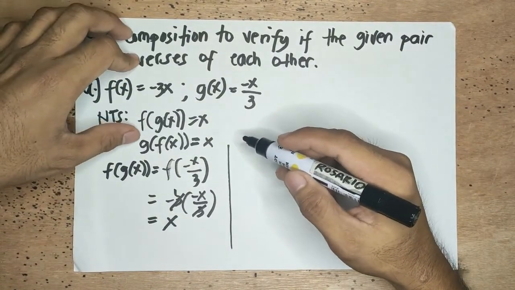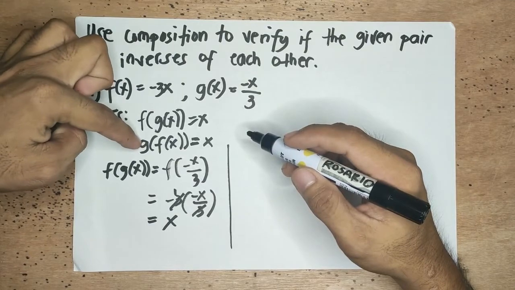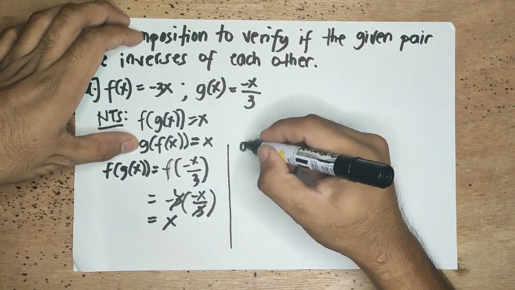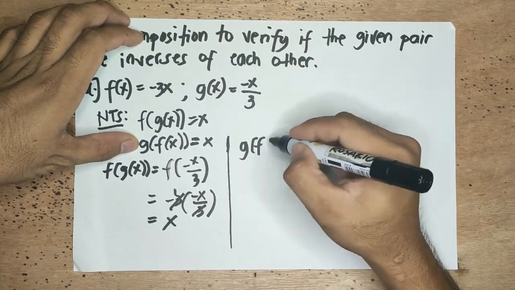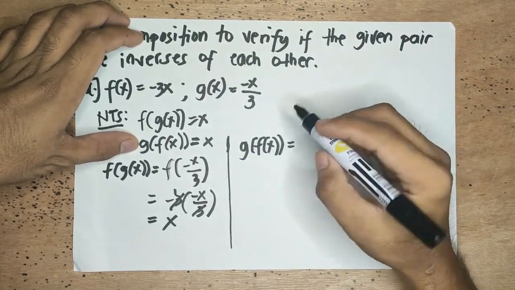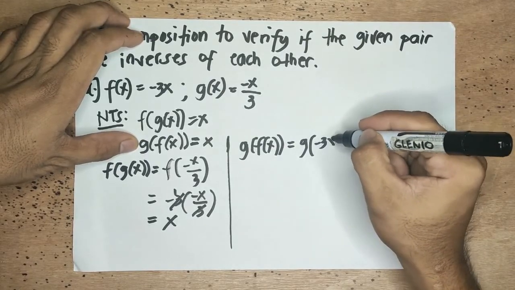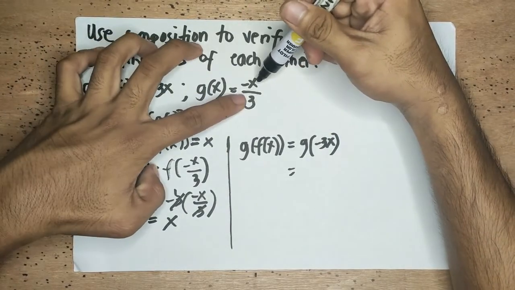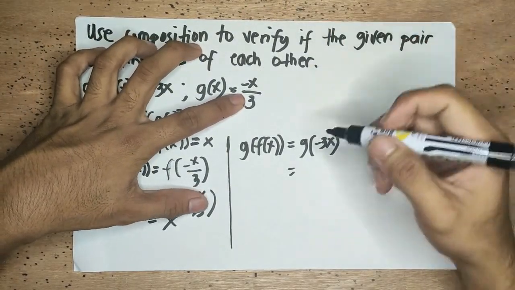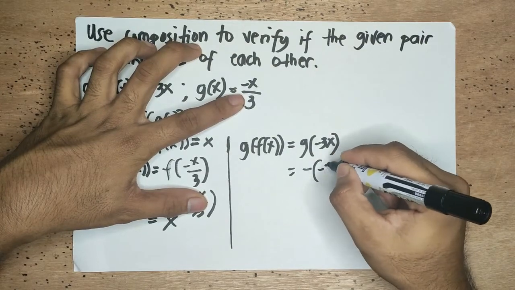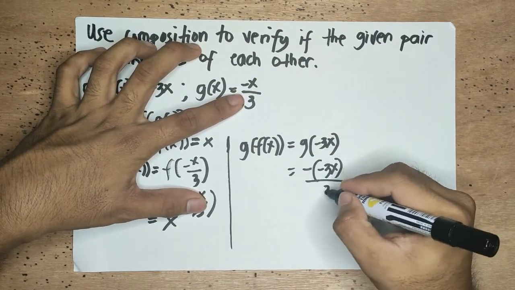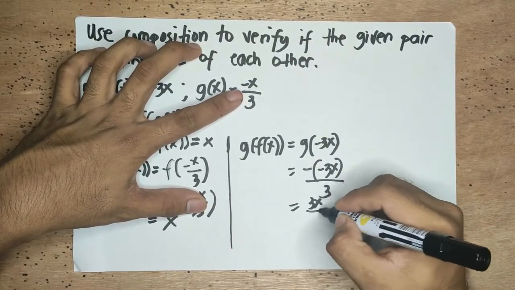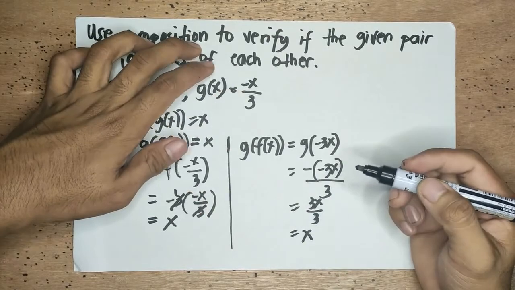So the next one, we need to show that g of f of x is also equivalent to x. So therefore, doing so, we have g of f of x is the same as g of negative 3x. So ang ipapalit natin sa x ni g dito sa part na to ay si negative 3x. So doing so, it will give us negative times negative 3x all over 3. So negative times negative is positive, so 3x all over 3 or x.